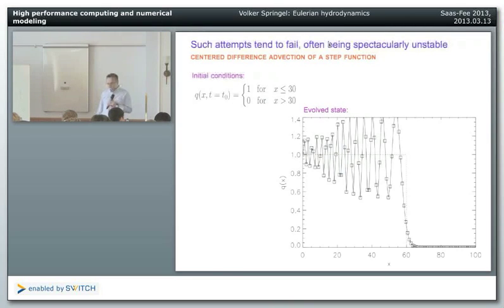It's oscillating like crazy, your numerical solution. So what's going on here? And that's a generic phenomenon that naive discretization formula like this for these hyperbolic PDEs will be often spectacularly unstable like this.